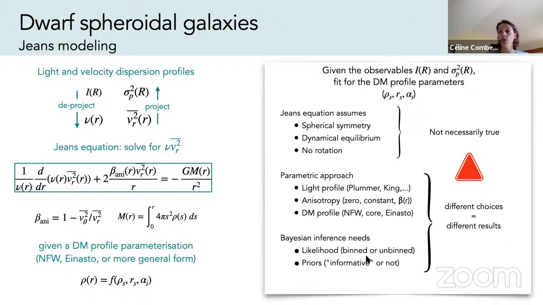You can make the choice of working with binned data or unbinned data. All those parameters need to have priors. You can make them more or less informative. So you're going to have different choices here as someone who is analyzing this data, and these different choices will yield different results. So it's important to be aware of those limitations.